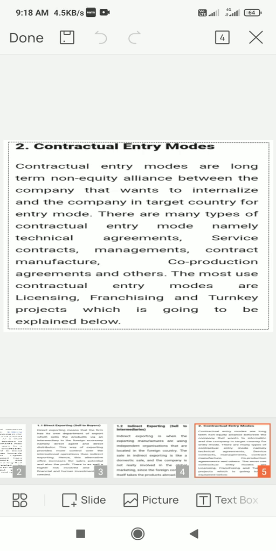Next is number two, called contractual entry modes. According to contractual entry modes, by making contracts or agreements you can enter the other country. For example, in this category you are given licensing. By licensing you can enter, by franchising you can enter, by turnkey project you can enter. The modes of this category we will discuss one by one.